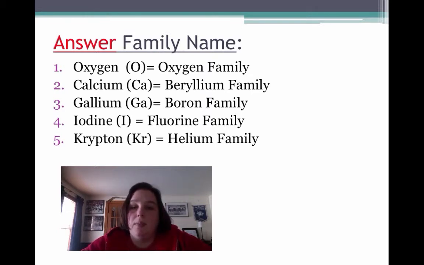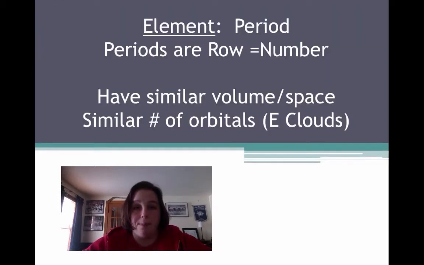Calcium is in the beryllium family. Gallium is in the boron family. Iodine is in the fluorine family. And krypton is in the helium family. I hope you guys are doing well.